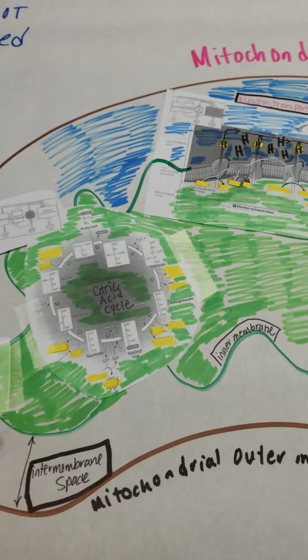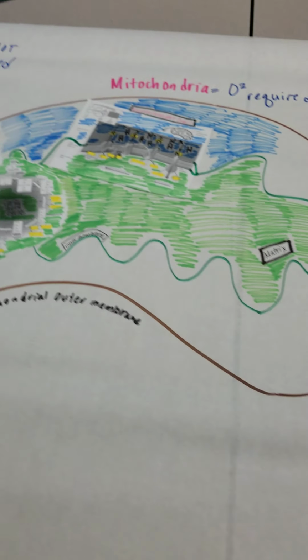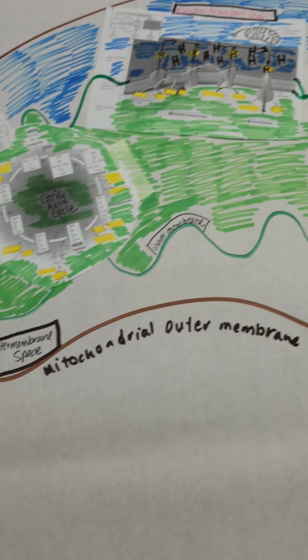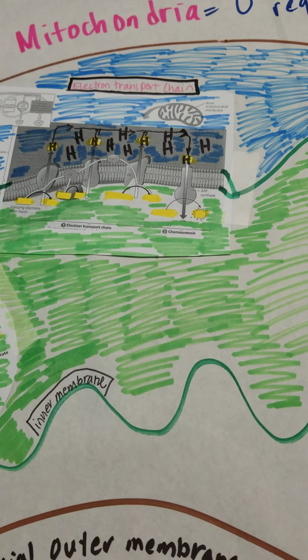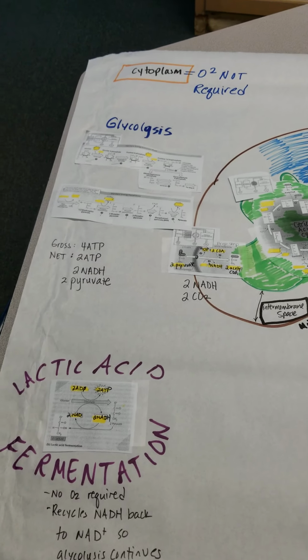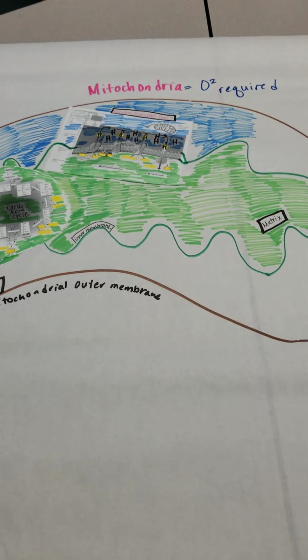This space in here, remember, that I colored blue is called the inner membrane space. So what I did with my packet is I cut my packet apart, and I put these specific processes like glycolysis, lactic acid fermentation, the citric acid cycle, the electron transport chain, and chemiosmosis into their appropriate areas in the cytoplasm or in the mitochondria.